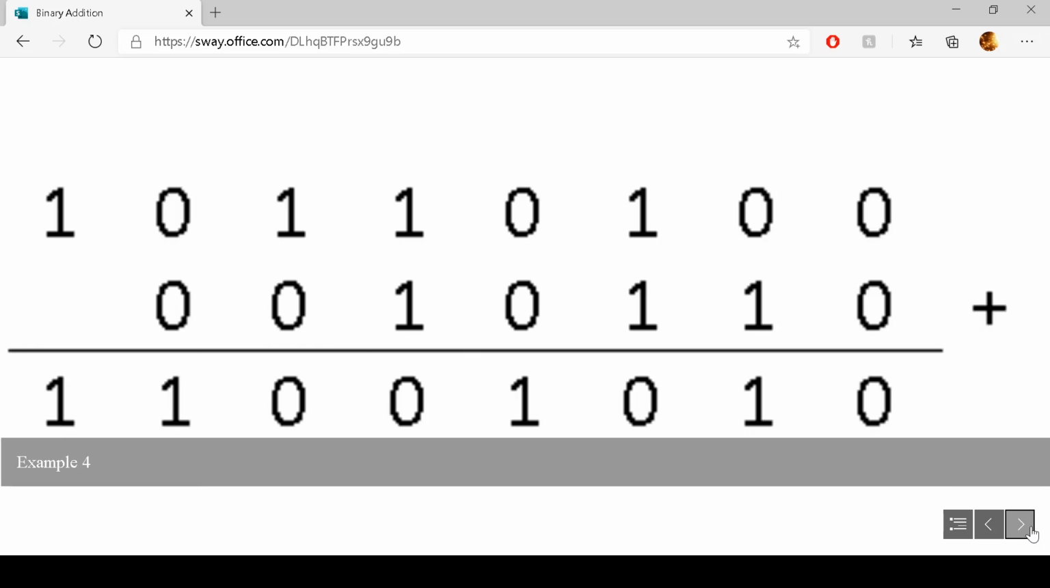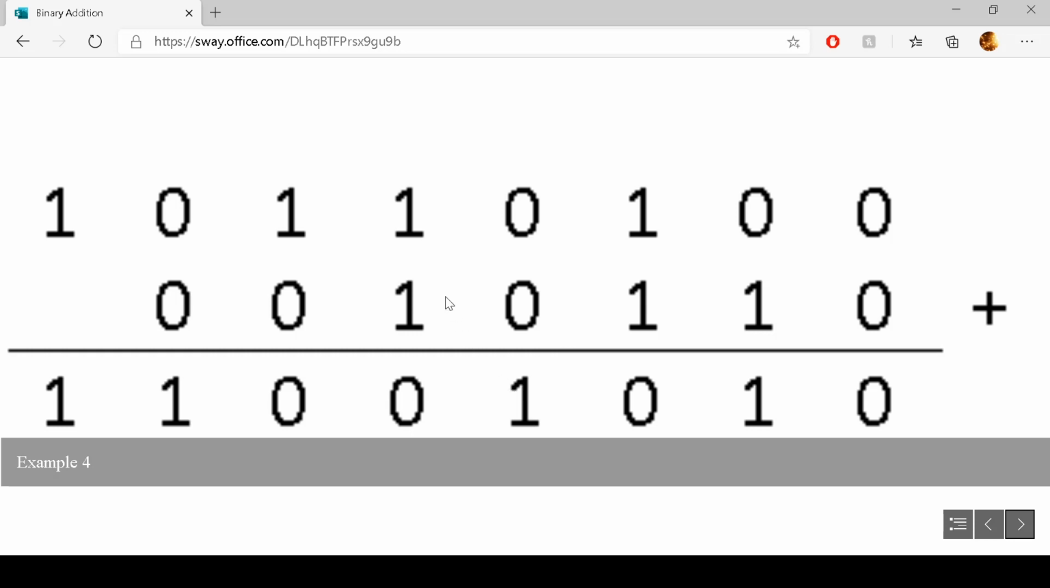Moving on to our final example. Again, we apply the same rules. We start from the right-hand side and we look at the first column. 0 plus 0 is equal to 0. Moving to the next column, 0 plus 1 equals 1. Moving to the next column, 1 plus 1 equals 0, carry the 1. Then we have 0 plus 0 plus our carry 1, so the result is 1.